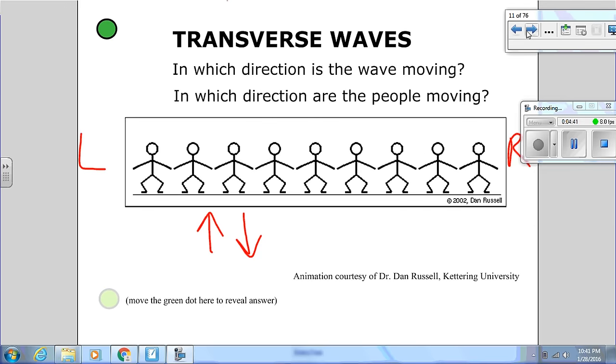Here's an animated picture of a transverse wave. You've got the people moving in a direction, and you've got the wave moving in a direction. Now, the wave is moving from left to right. Okay, however, the people are moving up and down, therefore forming that right angle that we were talking about. And this is what we call a transverse wave.